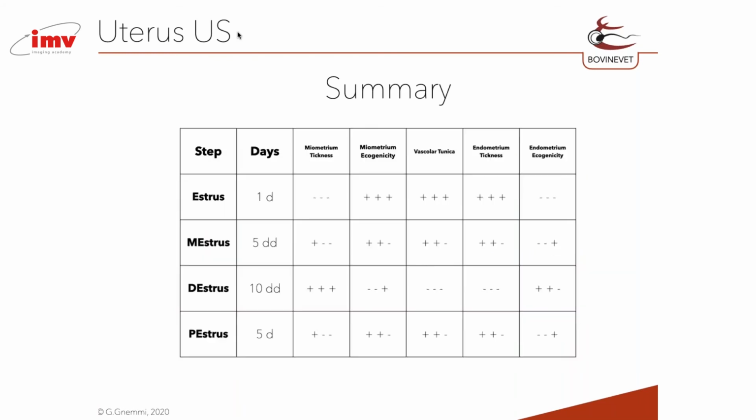Well, here in this table, I made a summary of what happens to myometrium and endometrium thickness, and myometrium and endometrium echogenicity, but also I show what happens to the vascular tonicity during estrus, metestrus, diestrus, and proestrus. And I hope that can help you to understand a little bit better what is happening during the different steps of the estrus cycle in the uterus.